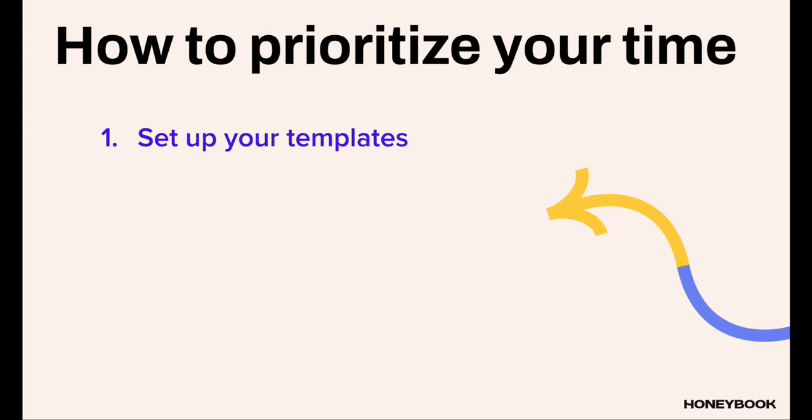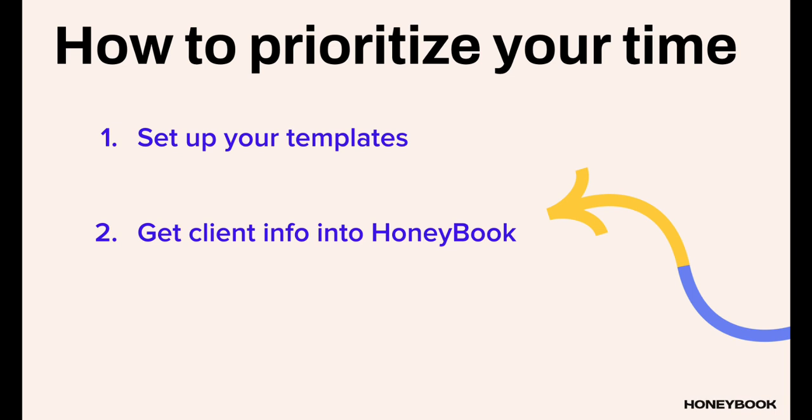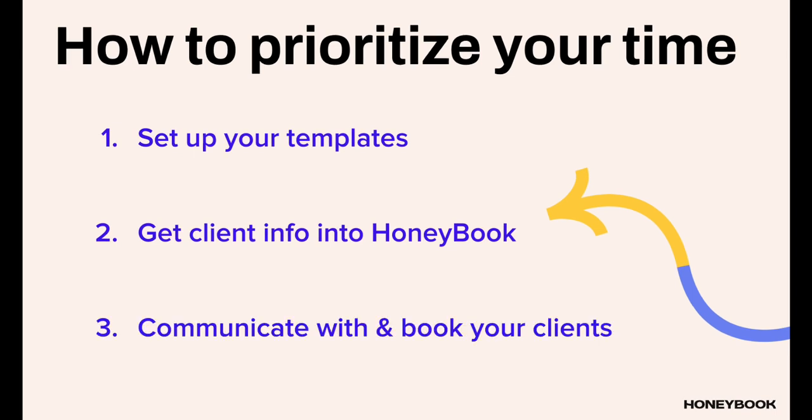I'll go into more details on that, obviously, once we get into the product side. Priority number 2 is getting your client information into HoneyBook. How are you going to do that? What are your different options? Again, we'll get into that in just a couple minutes here once I start showing us the product. The third part here is how do you communicate with and book your clients?